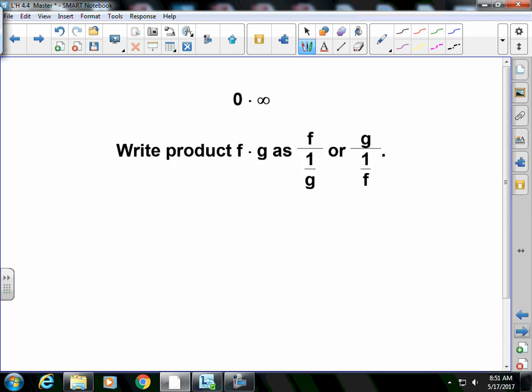So here's an example of a 0 times infinity. It says, I want to rewrite the product of f times g as an f divided by 1 over g, or g divided by 1 over f, because they're equivalent, right? We don't divide with fractions, we multiply by the reciprocal. So f over 1 over g is really f times the reciprocal of 1 over g, or g. So algebraically, they're the exact same thing. We haven't changed the problem.